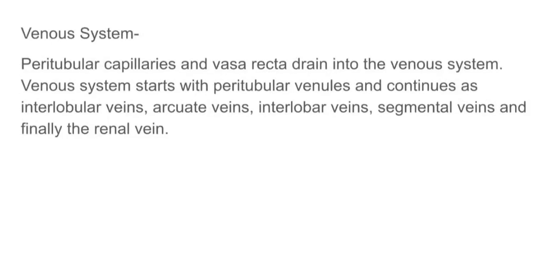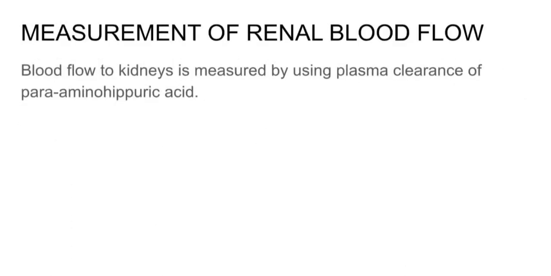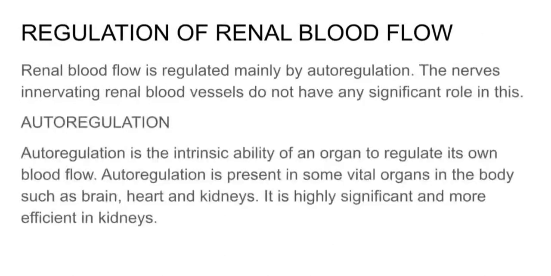Venous system. Peritubular capillaries and vasa recta drain into the venous system. The venous system starts with peritubular venules and continues as interlobular veins, arcuate veins, interlobar veins, segmental veins, and finally the renal veins. Measurement of renal blood flow. Blood flow to kidneys is measured by using plasma clearance of para-aminohippuric acid.